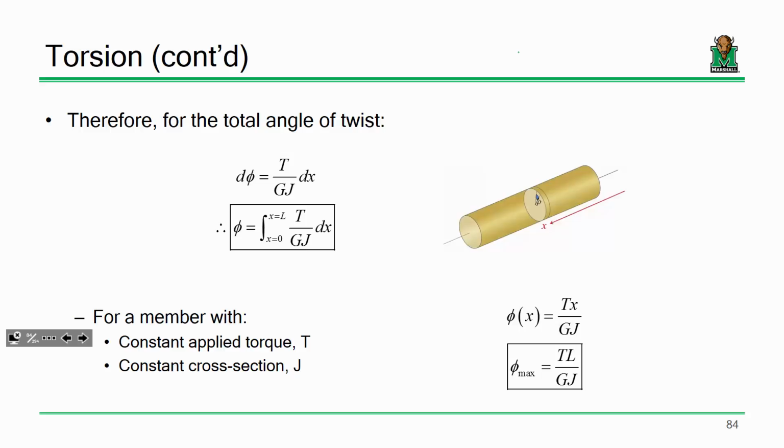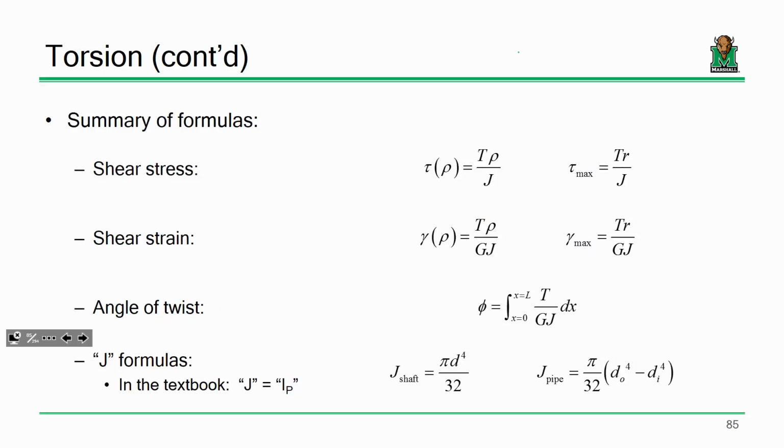Make sense? All right. So let's take a breath. The derivation's over. If you want, slide 85 in your handout, put yourself a big star, here and on the next slide. Because the derivation is so involved, I decided to summarize everything in a nice, neat, concise little section at the end. So here's the summary of formulas. Shear stress is linear from the center, and it's T rho over J. The maximum shear stress is at the edge of the shaft, TR over J.